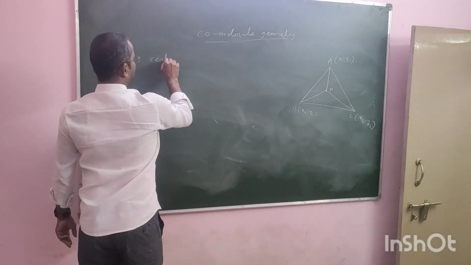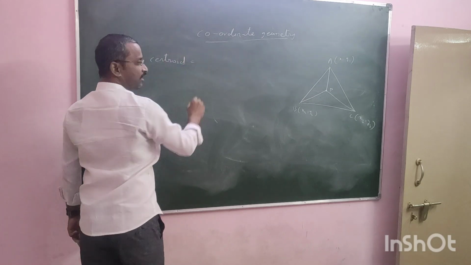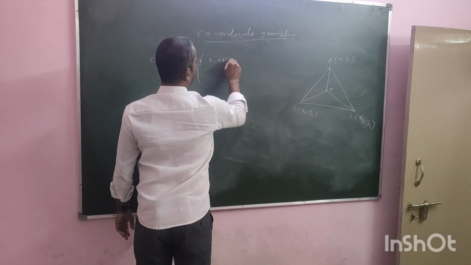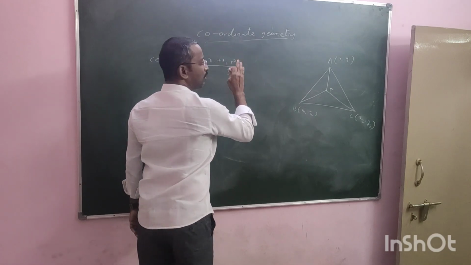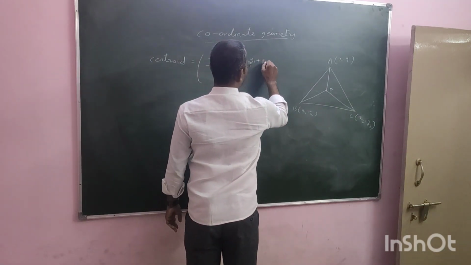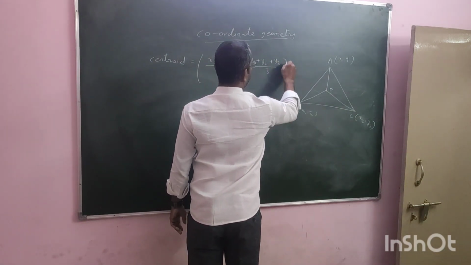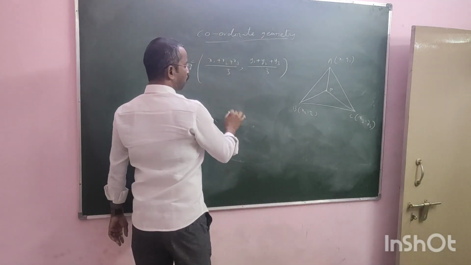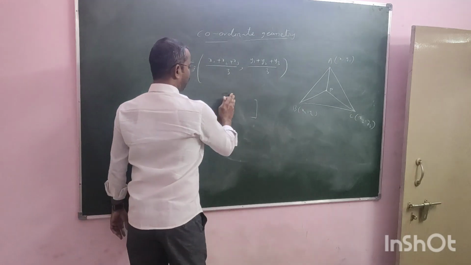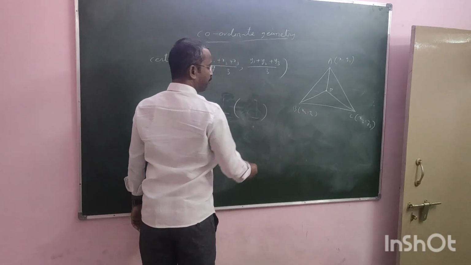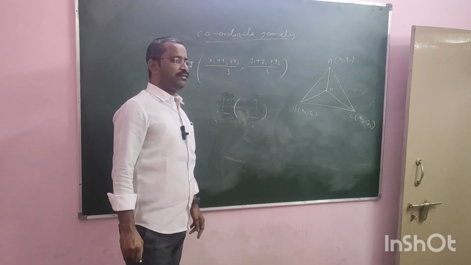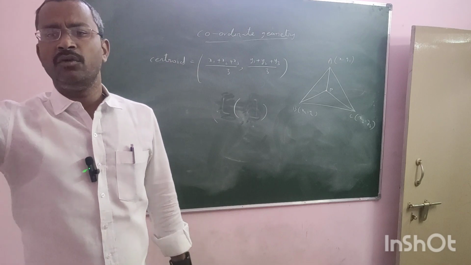Now, to find the centroid when three vertices are given, the formula is x1 plus x2 plus x3 by 3. All the first values should be added, divided by 3, comma, y1 plus y2 plus y3 by 3. And remember, you should not use a square bracket. Use only parentheses for the coordinate system like this. Don't use a square bracket here. So this is the parenthesis: x1 plus x2 plus x3 by 3, y1 plus y2 plus y3 by 3.